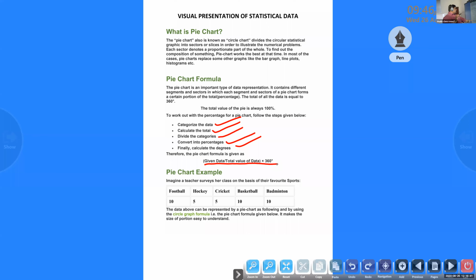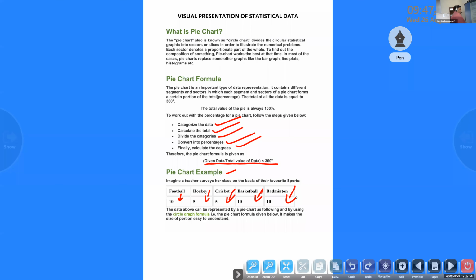So for example, we can take an example here. We are going to construct one pie chart example. Imagine a teacher surveys her class on the basis of their favorite sports. In the one class, 10 people like football, 5 students like hockey, 5 like cricket, 10 students like basketball, and 10 students like badminton.